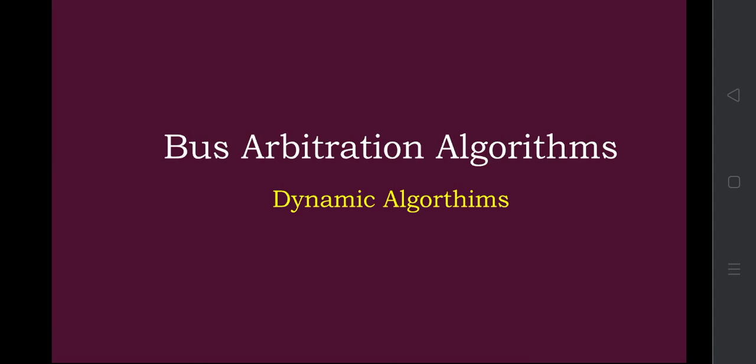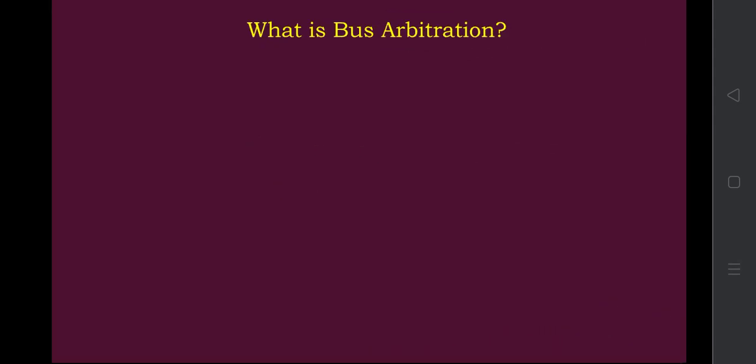Hello everyone, in this video we are going to see about the bus arbitration algorithms which are dynamic in nature. In the last video we saw the static algorithms. Now we will see the dynamic algorithms. As the name implies, the static algorithms have a fixed priority that helps to arbitrate the signals among the processors or the resources or the devices. Now the dynamic algorithm has some technique by which access to the bus is given in a random manner.